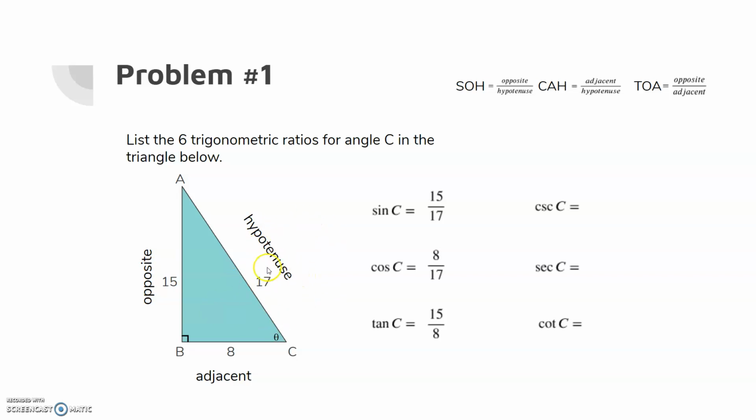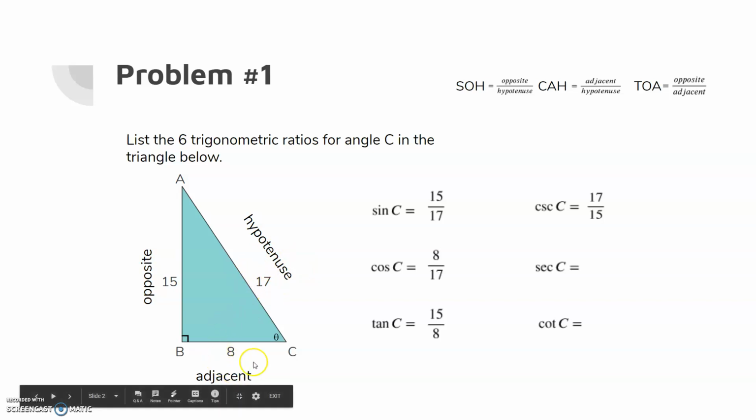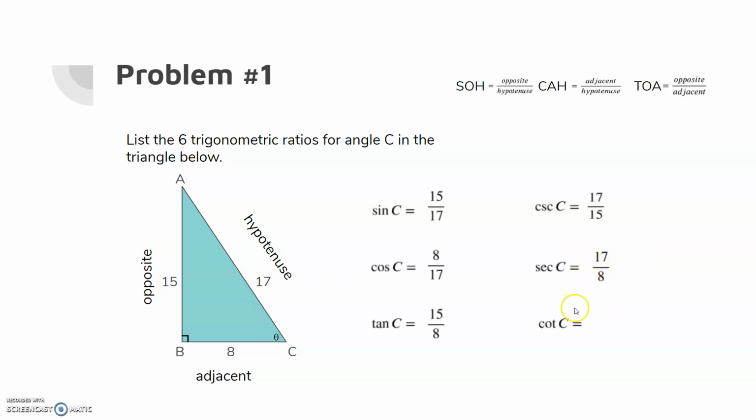Hypotenuse is 17 over opposite, which is 15, so cosecant would be 17 over 15. Secant, or the opposite of cosine, is the inverse of cosine, so it would be hypotenuse over adjacent. Hypotenuse 17 over adjacent of 8, so we have 17 over 8.